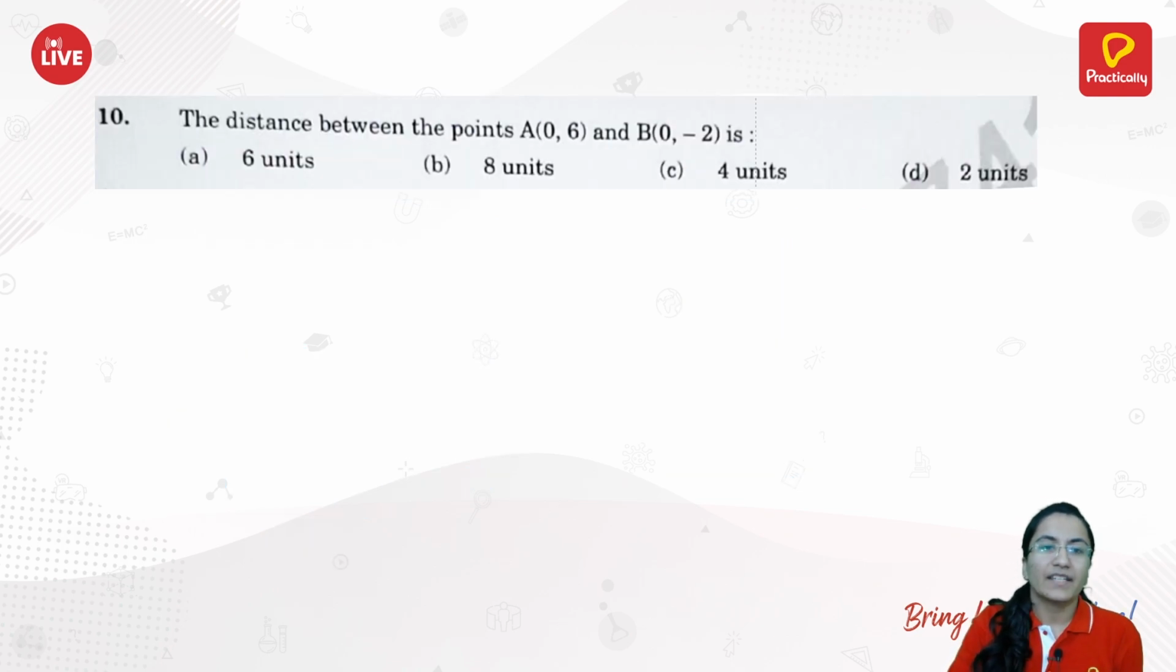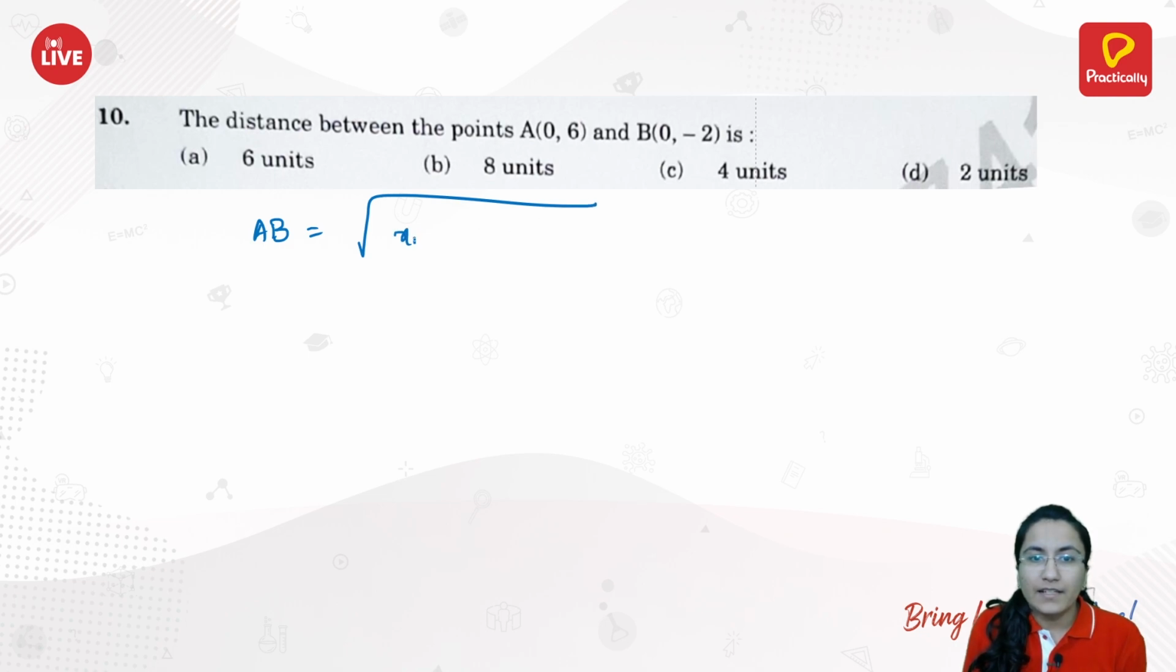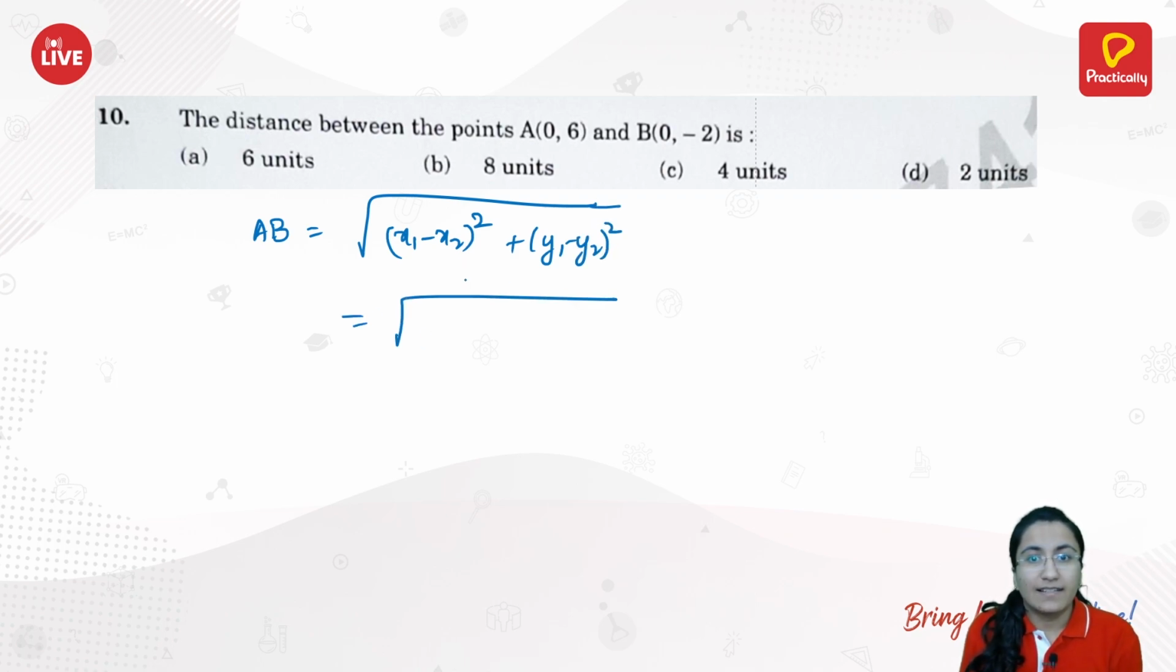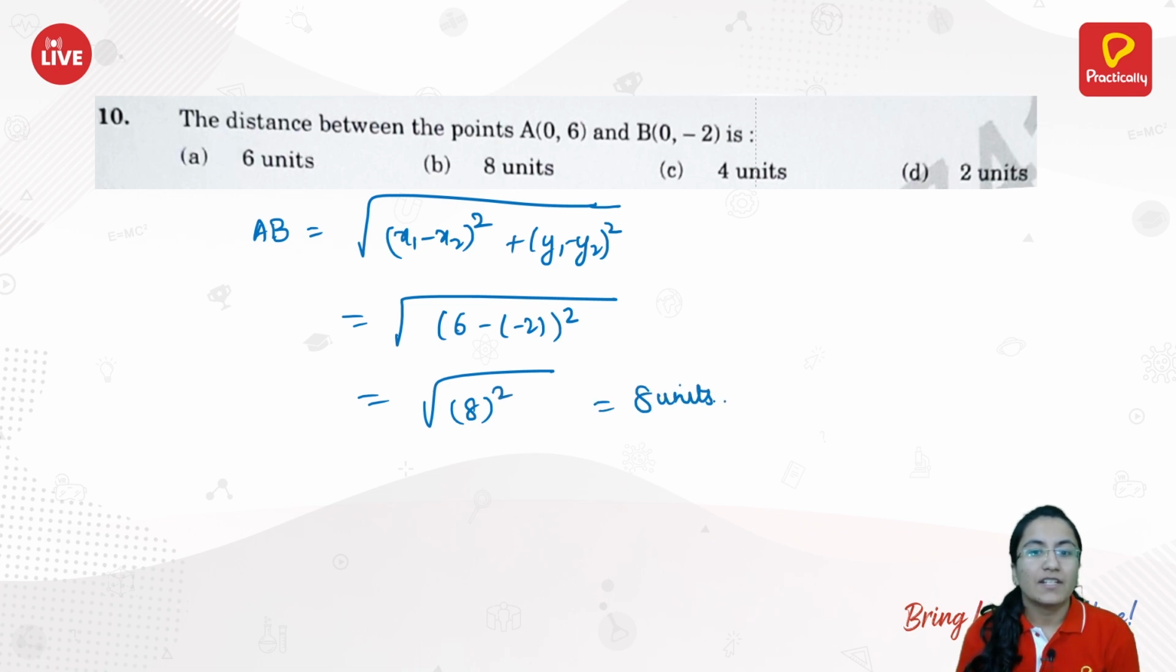Next question is, the distance between the points A (0, 6) and B (0, minus 2) is. We need to find the distance. So let's just find this by the distance formula. We need to find AB, that is under root of (x1 minus x2) whole square plus (y1 minus y2) whole square, right? So this would be under root of (0 minus 0) square, which is 0 only, no need to write, plus (6 minus of minus 2) whole square, that is under root of 8 square, that is 8 units, right?